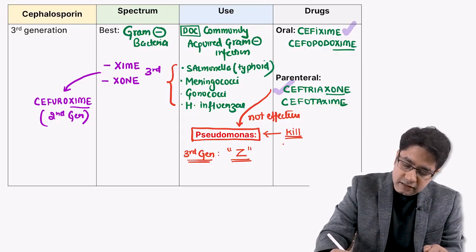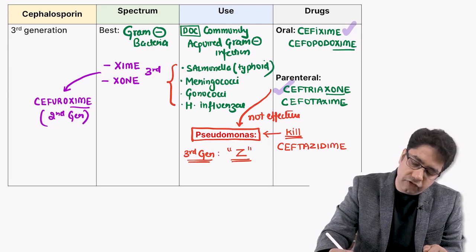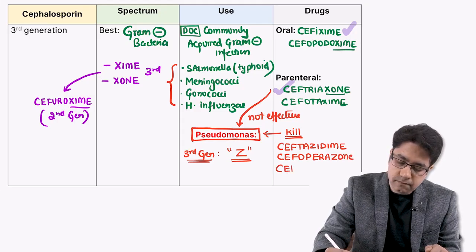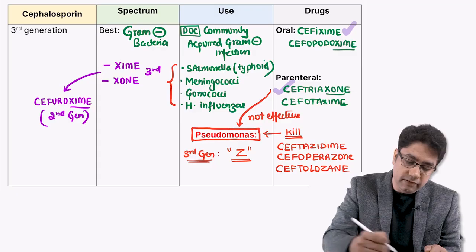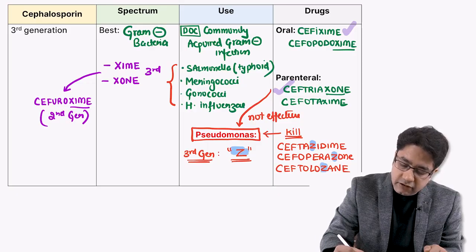So the drugs are ceftazidime. We can easily see the Z is coming. Cefoperazone. Again we can see the Z is coming. And a new drug, ceftolozane. So can we say, sir, in this section we can see the Z is coming. So any cephalosporin having the letter Z in it is anti-Pseudomonas. It can kill Pseudomonas bacteria.